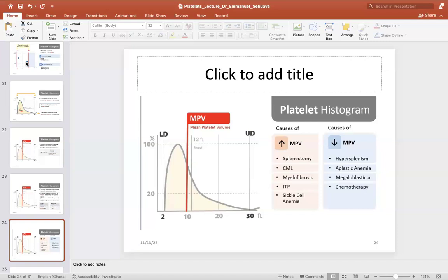Here we are saying that in such cases, you'll be seeing very low MPVs. So if you do your platelet count, your FBC, and your MPV is low, you can start questioning some of these things. In aplastic anemia, your MPV is low. In megaloblastic anemia, your MPV is low. In megaloblastic anemia, we are looking at your folate deficiency, vitamin B12 deficiency, alongside other things. In chemotherapy, your MPV will be low.